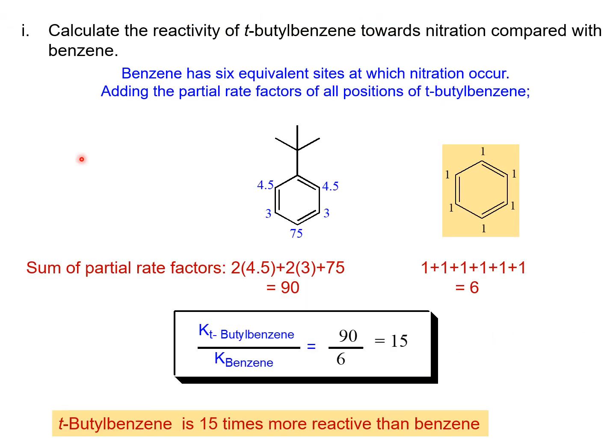Let us see how to calculate the reactivity of tertiary butyl benzene towards the nitration reaction when compared with the benzene. In other words, you have been asked to calculate the rate ratio for nitration reaction of tertiary butyl benzene relative to benzene. The partial rate factors are the magnitude of reactivity of each position of substituted benzene when compared with a single position in benzene.